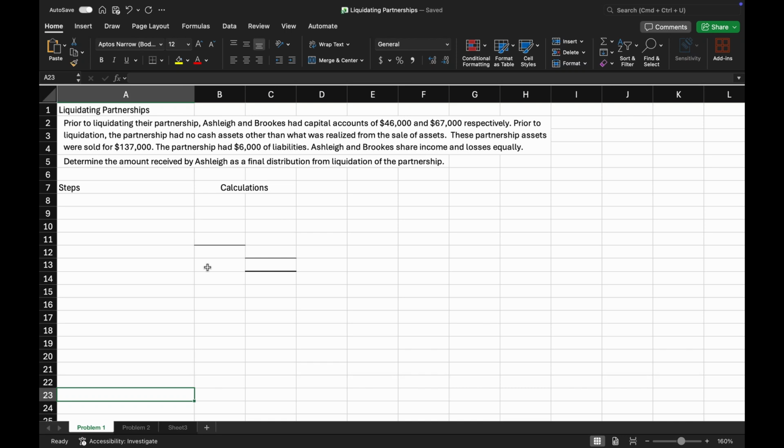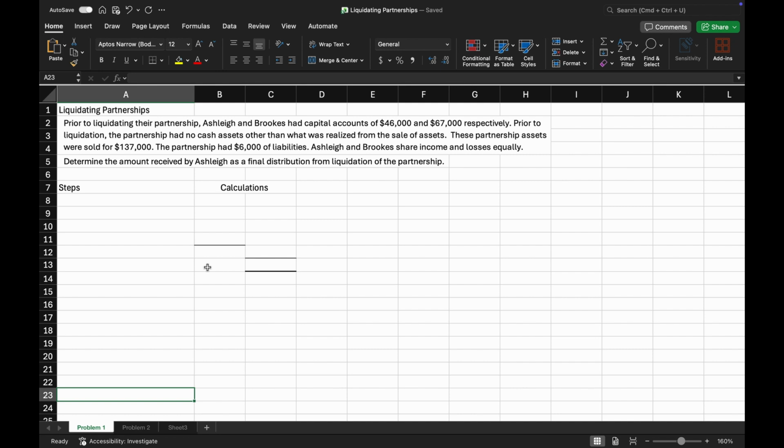Today, I will be talking about liquidating partnerships. Let's say that prior to liquidating their partnership, Ashley and Brooks had capital accounts of $46,000 and $67,000 respectively. Prior to liquidation, the partnership had no cash assets other than what was realized from the sale of assets.